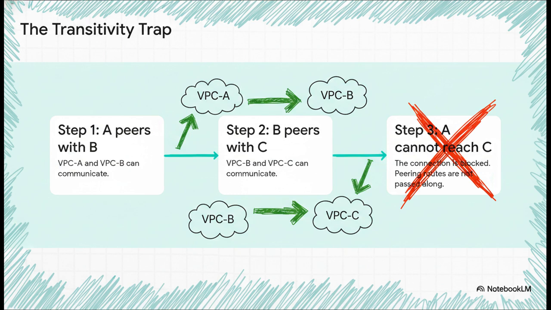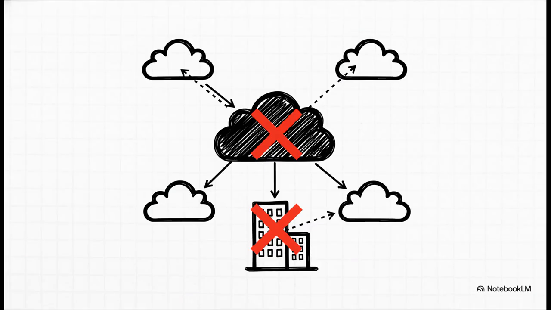That connection is completely blocked. The peering relationship doesn't get passed along. It's not a chain. And this is why that one little rule matters so much. That standard hub and spoke architecture that everybody loves, where you have a central hub connected to lots of different spokes, it just flat out doesn't work with peering by itself.